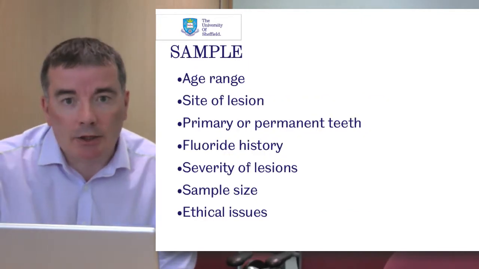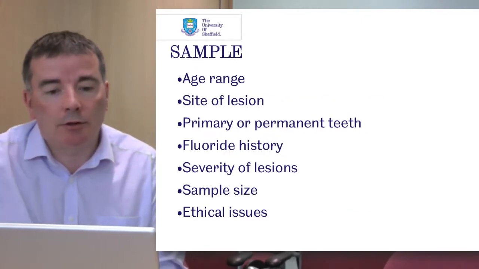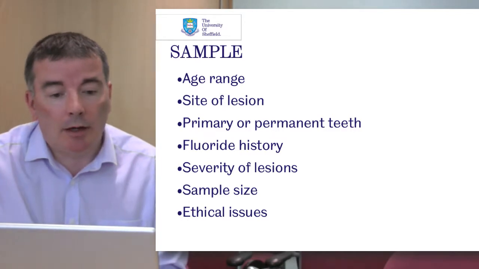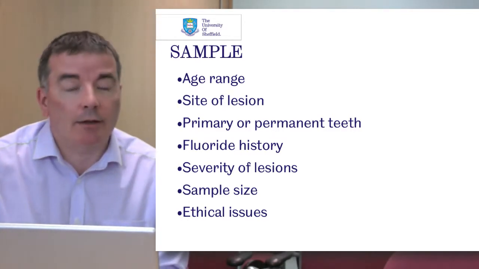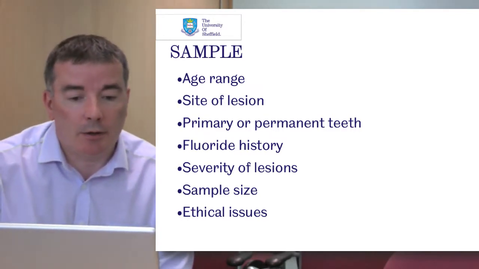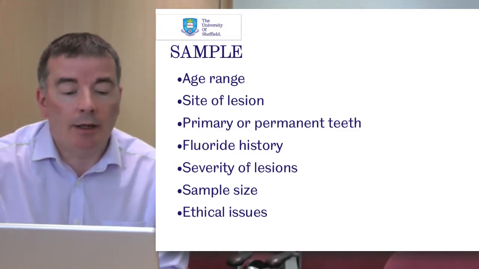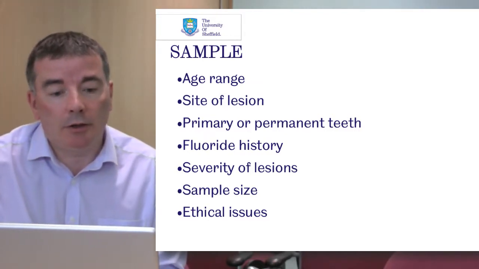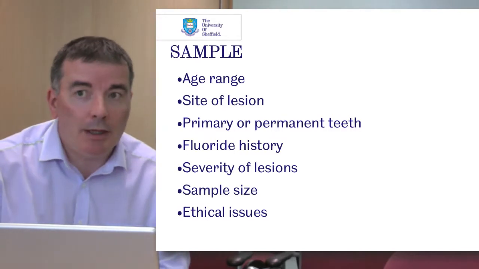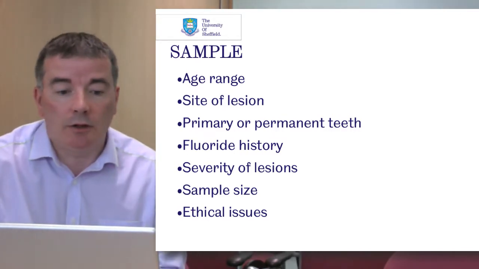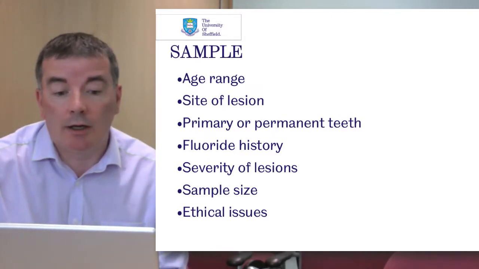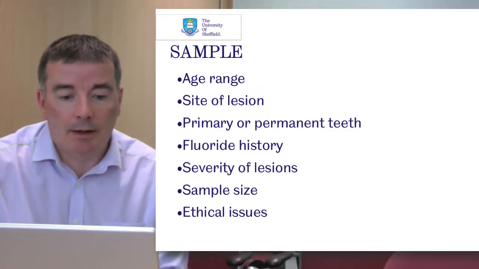So I think age. Are we going to use adults? Are we going to use elderly people? Are we going to use young people? And that links later on to whether we use primary or permanent teeth. Similarly, in the image I showed you, we showed it being used for interproximal caries, but we may decide that our study is more interested in root caries, or occlusal caries.